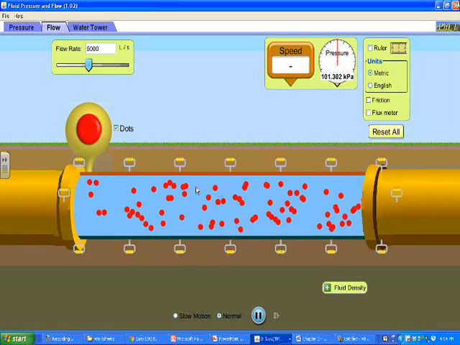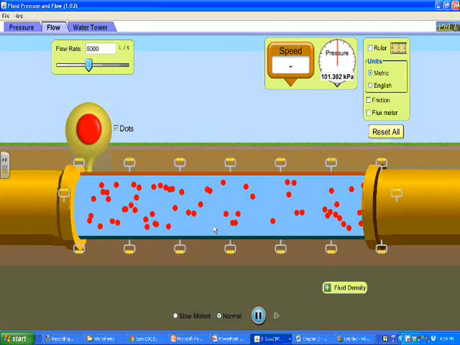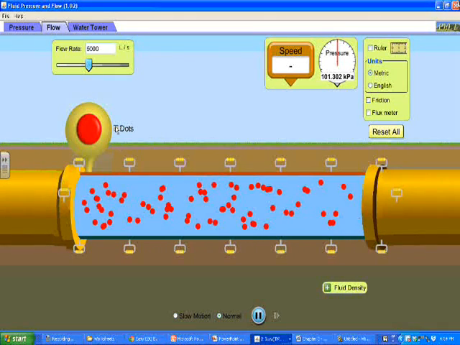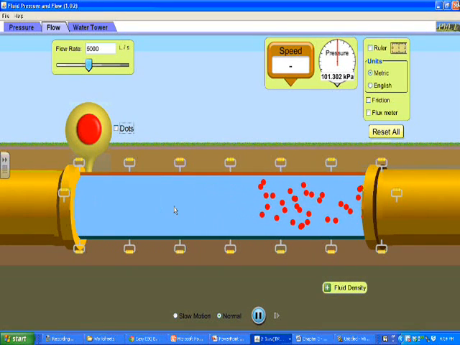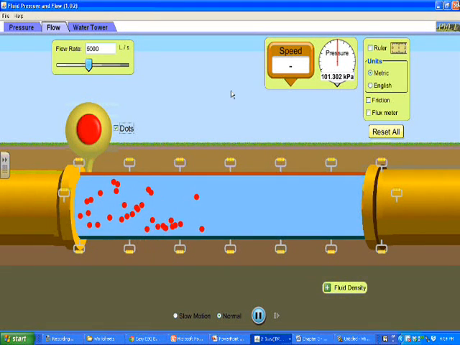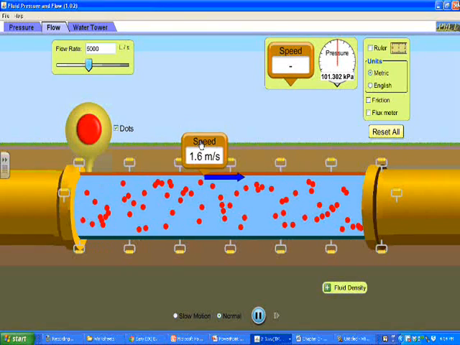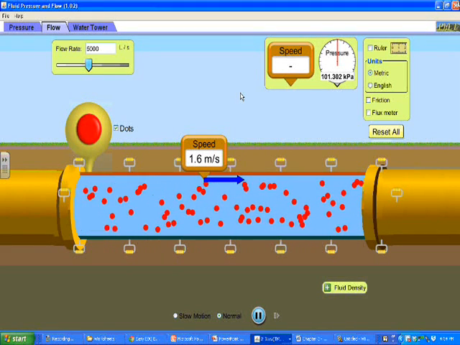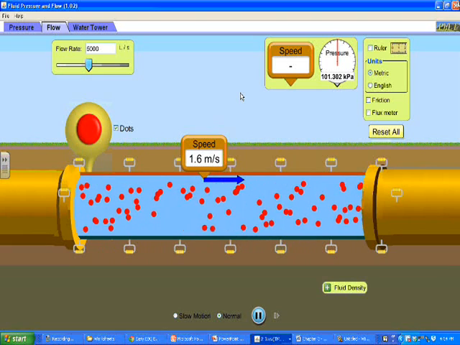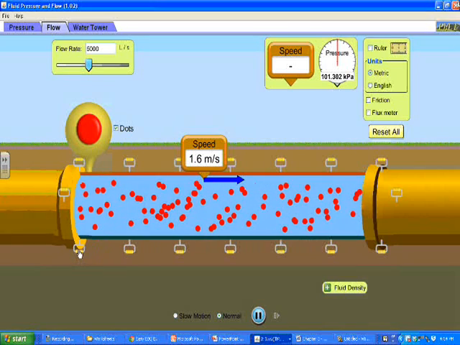Now, these are not things in the water. This is just showing you dots, like pretend they're water molecules, because if I remove the dots, you can't really see that the water is moving. The dots give you a visual of how fast the water is moving. So let's bring the speedometer down and see how fast this is moving at this moment. It's moving 1.6 meters per second. Do you remember we talked about how fluids move faster through small areas than they do through large areas? So let's change that. Let's make this pipe smaller.